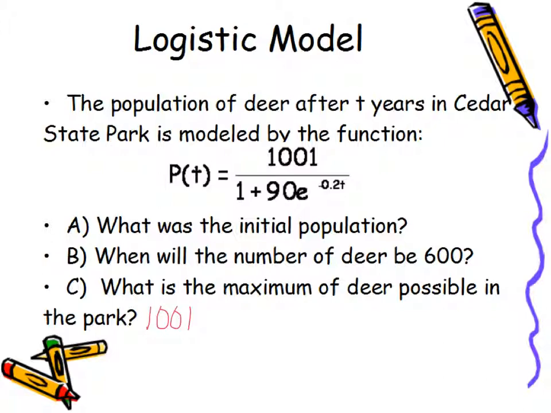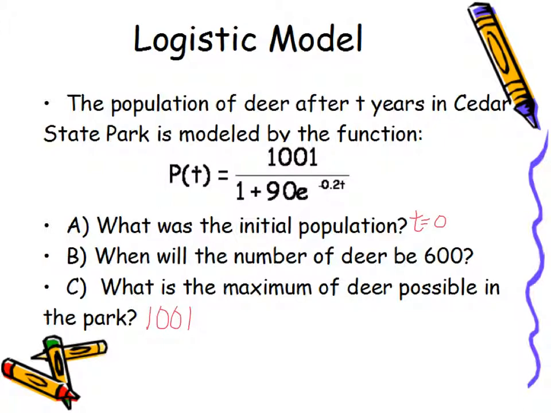That's about the only value that you can just look at the equation and tell what it is. All right, the next one I'm going to look at is part A. It says, what was the initial population? Well, initial population always happens at time 0. That's your starting time. How many deer were there when this all began? So what you do is you plug a 0 in for t.